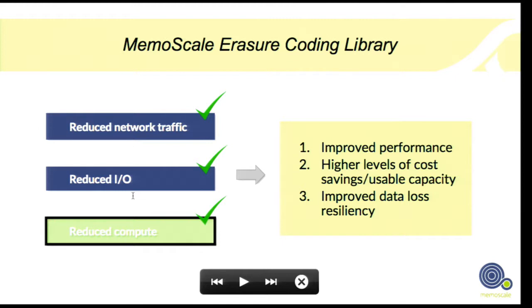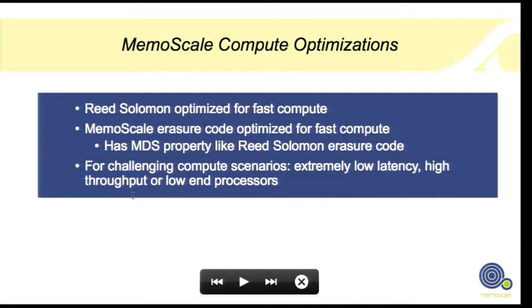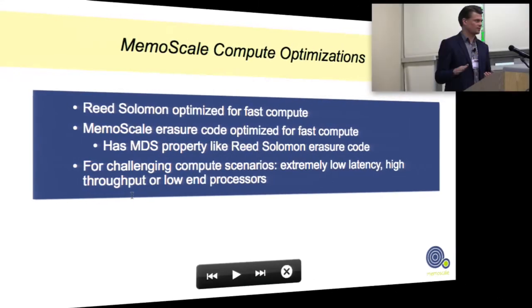So I'm going to talk a little bit more about reducing the compute. At Memoscale, we currently have 3 erasure codes in our library. We have the code that reduces the network traffic, and then we have an optimized version of Reed-Solomon. And then we have also made a new code which is optimized for fast compute. And this new code has many of the same properties that Reed-Solomon does, so it's MDS.